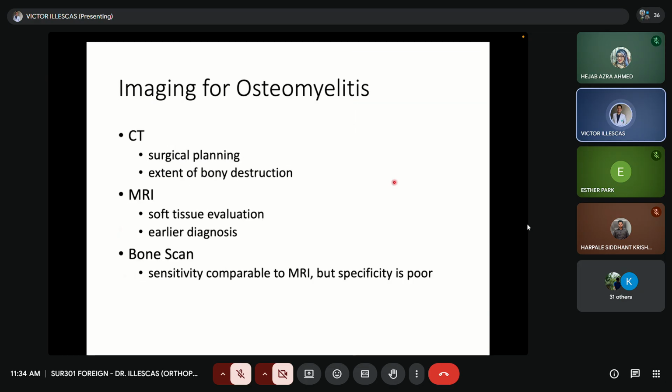Other imaging, aside from X-ray, may be CT scan, especially for surgical planning, and if you want to check for bone destruction. You also get an MRI to check the soft tissue extent of the infection, and you may also acquire a bone scan to check for other bony affectation.